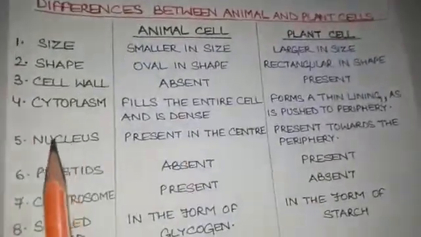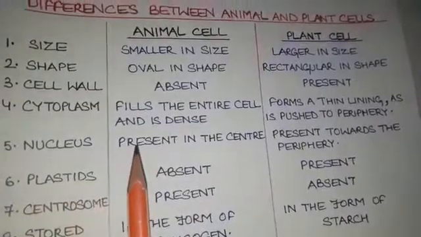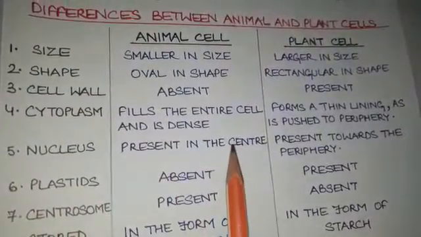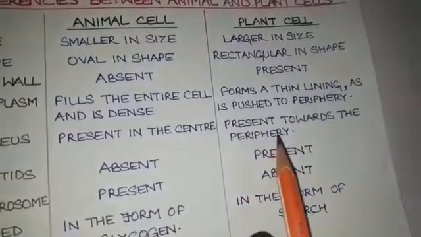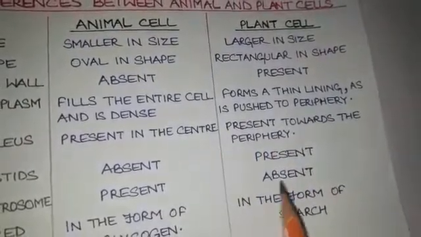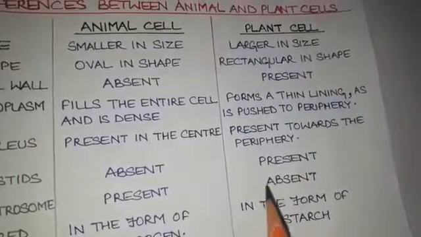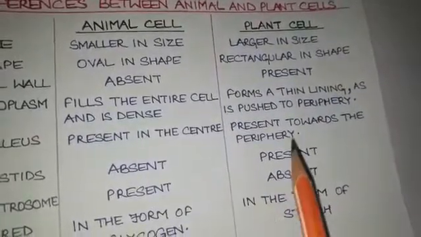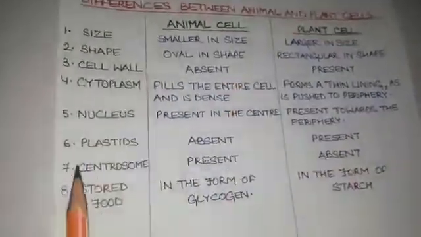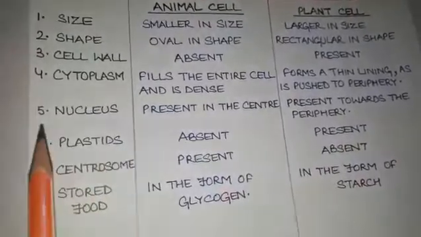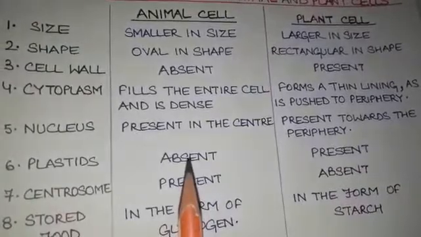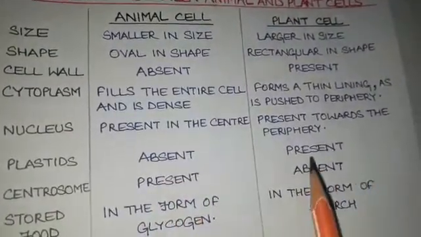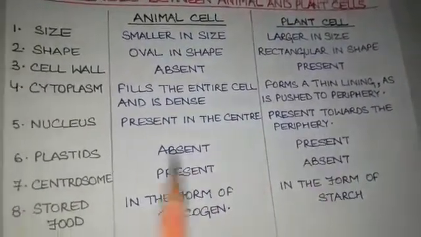The next characteristic is nucleus. Again, in animal cells it is present in the center, whereas in plant cells it is usually present at the periphery because of the same reason, because the central position is occupied by a large central vacuole. The sixth characteristic is the cell organelle plastids. Plastids are absent in animal cells, whereas they are present in plant cells.